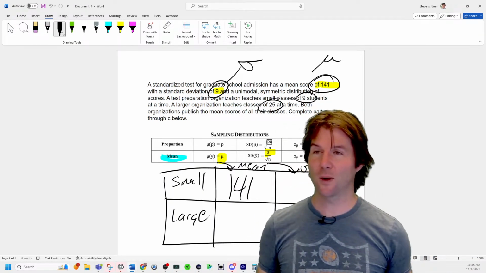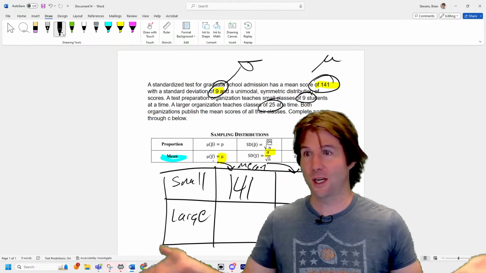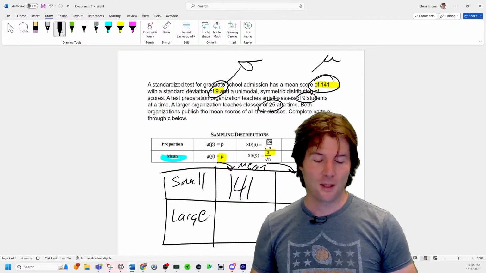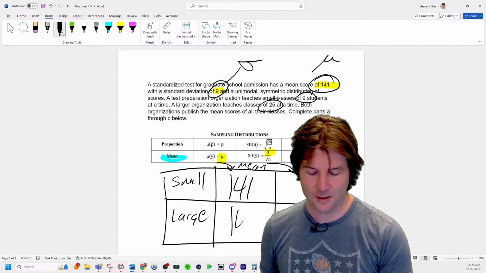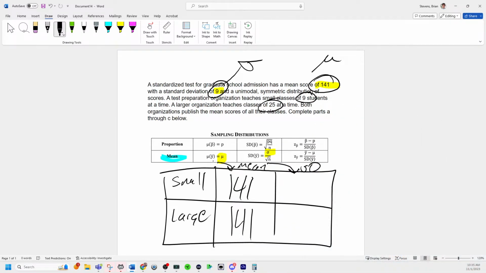So that's what we're finding right here. The sample size doesn't matter. You just expect the average if you take a bunch of things and average them. And so with this right here, the large class is going to have 141 also as the mean. But what changes, as we keep saying, is the standard deviation. We have to take the standard deviation and divide by the square root of n.